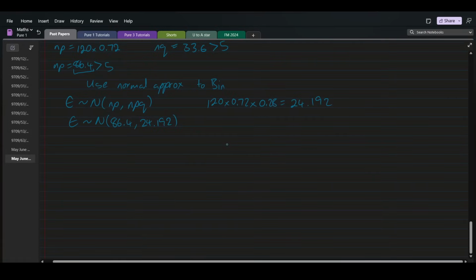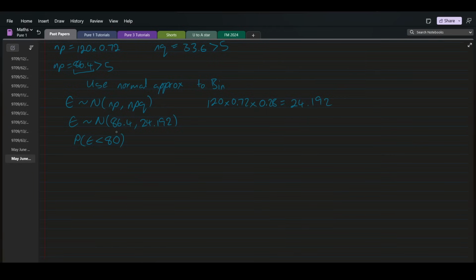Okay. And now the probability that we are evaluating is that fewer than 80 of these 120 bluebirds, so the probability that E is less than 80. But this question was defined under a binomial distribution, which is a discrete distribution. Now we have moved on to a continuous distribution. So this would mean E is actually less than 79.5 if we apply continuity correction. So we are solving for the probability that E is less than 79.5.